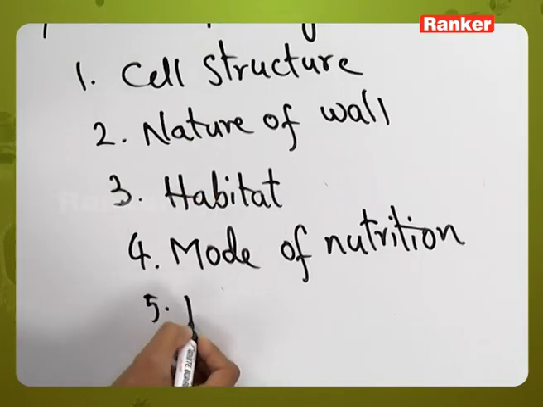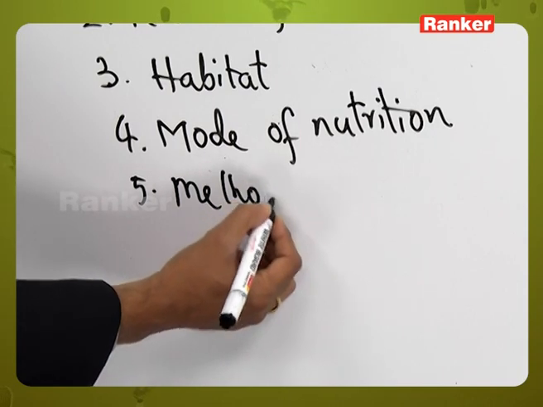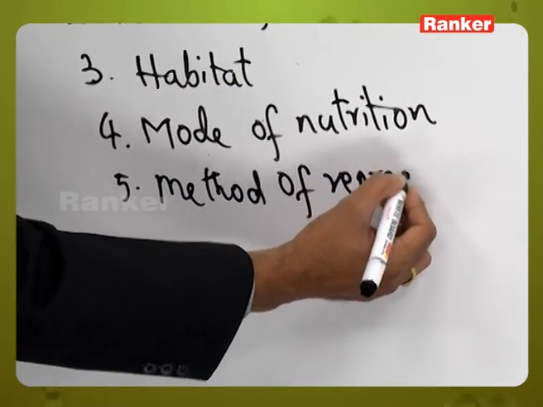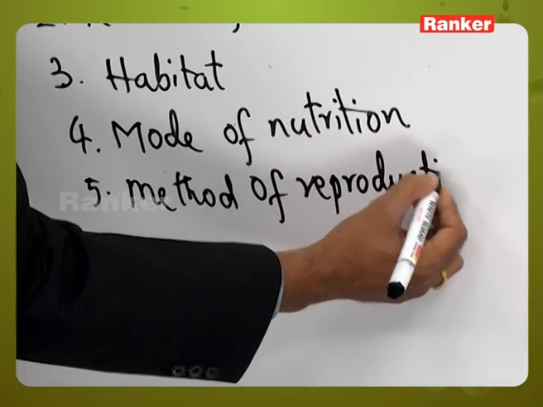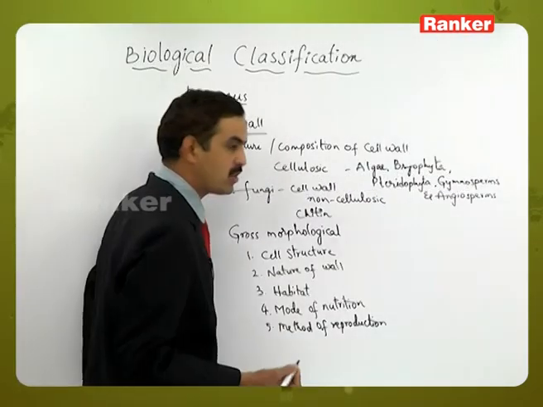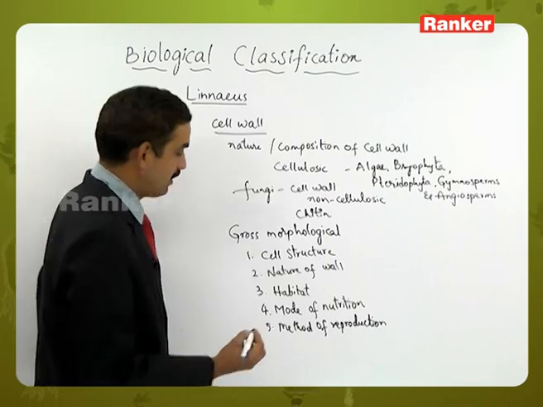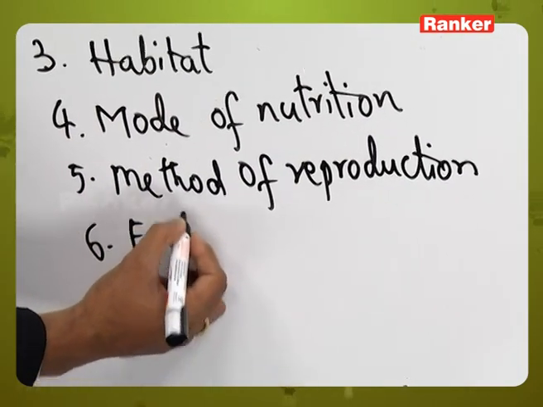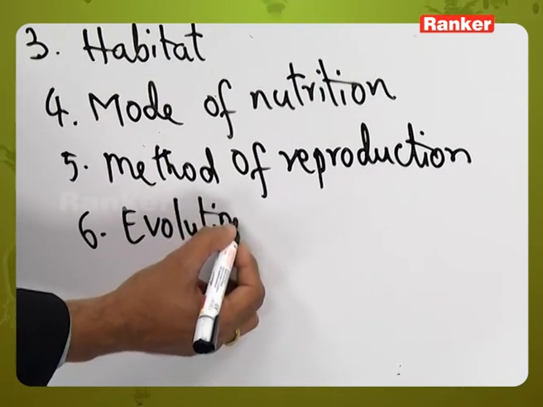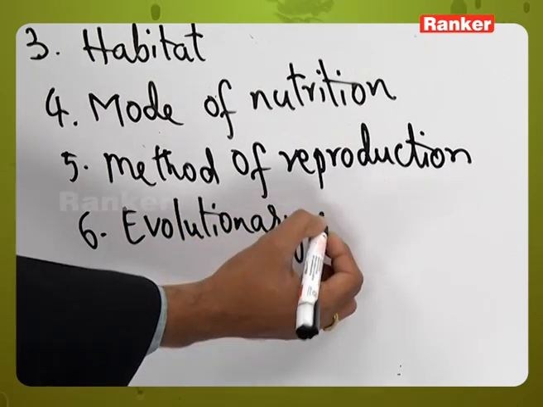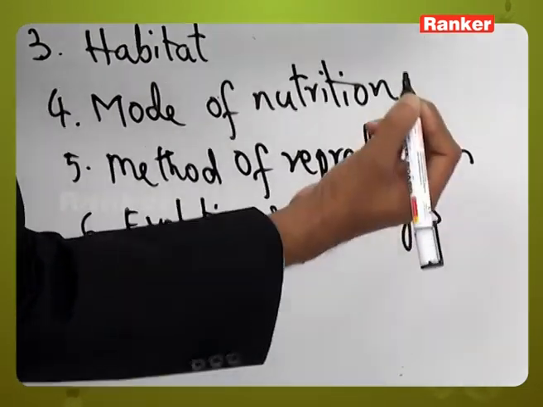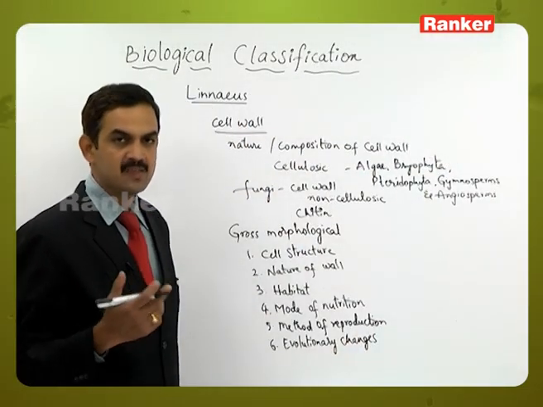And the method of reproduction, that is, which method of reproduction is used by those living organisms for the perpetuation of the progeny. Then the evolutionary relationship, or the evolutionary changes which take place in the course of progression of the species.